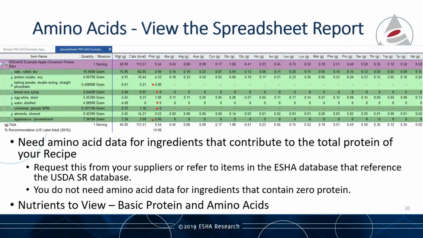And once you've entered amino acid data for your ingredients or chosen ingredients that report amino acid data, open your recipe and view the spreadsheet report with protein and the amino acids displayed. You can select the nutrients to view set called basic protein and amino acids, or you could create a customized set that includes protein, amino acids, and then any other nutrients you wanted to include. Just like with any spreadsheet, if you see dashes in the amino acids, especially the essential amino acids for an ingredient that contributes to the total protein, this indicates missing data and you want to fill that in.